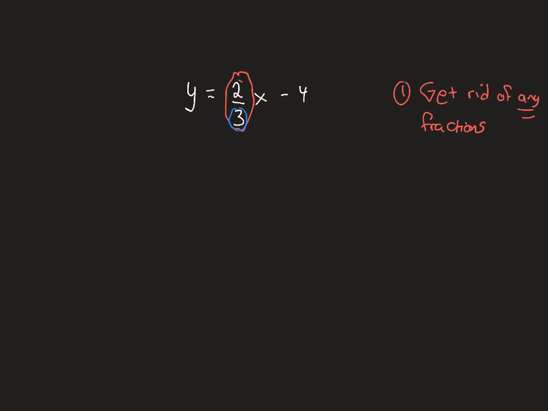The denominator in this case is 3, so you're going to multiply this by 3, this by 3, and this by 3. Do not forget, this is important, do not forget to multiply all terms by the denominator.